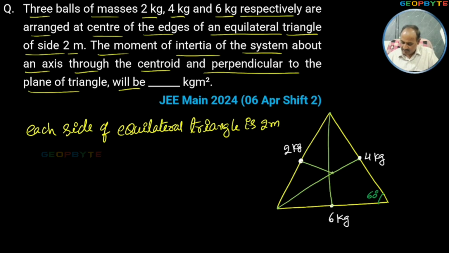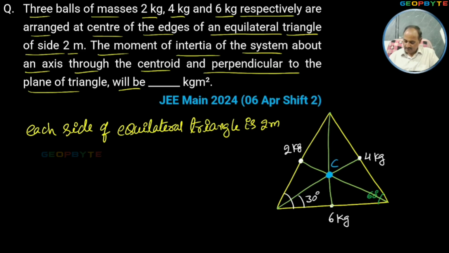Similarly, draw the other one. These lines are meeting at the centroid. Let it be C. Then, as you know, listen carefully, this angle is 60 degrees. Then this angle equals 30 degrees.